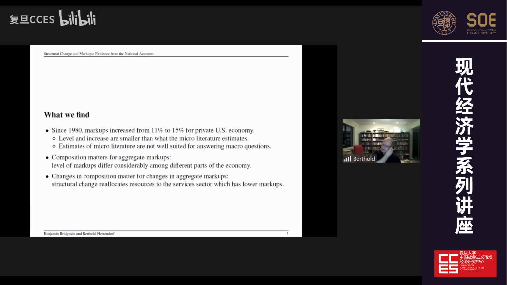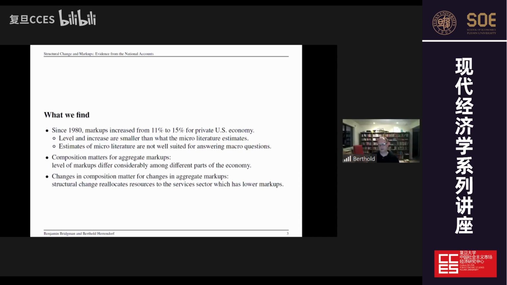Here's what we find. We start in 1980, mostly because everybody else does. Since 1980, markups increased at the aggregate level from 11 to 15% for the private US economy. So the level and the increase are smaller than what the micro-literature estimates, and they're consistent with what Farhi and Gourio and other people estimated, at least in terms of order of magnitude. From that, we conclude that the estimates of the micro-literature are not well suited for answering macro questions. And one reason comes in the next result.